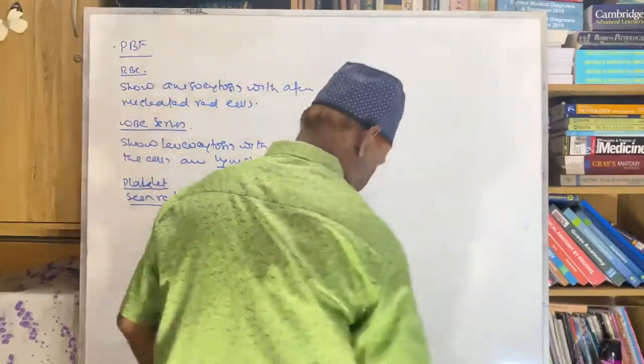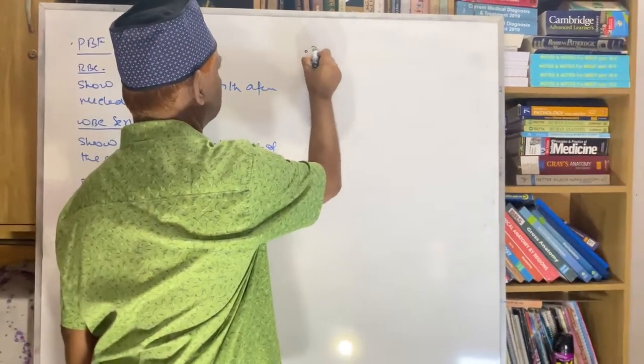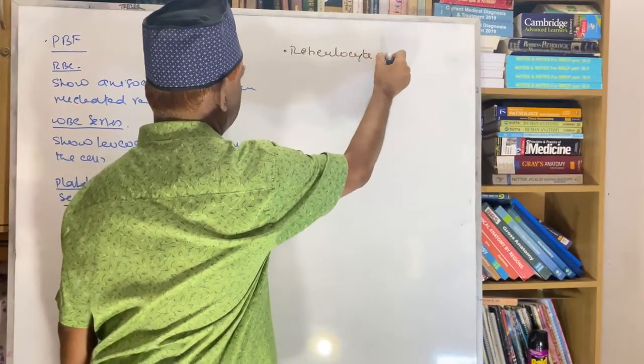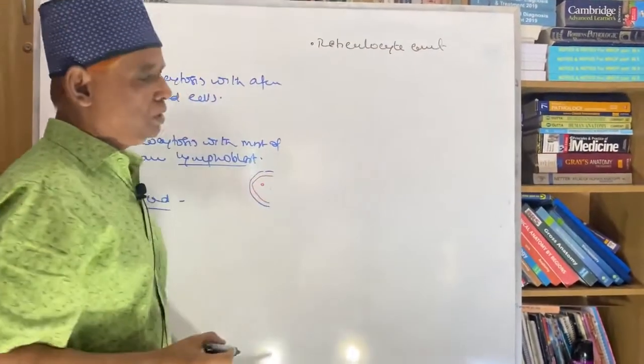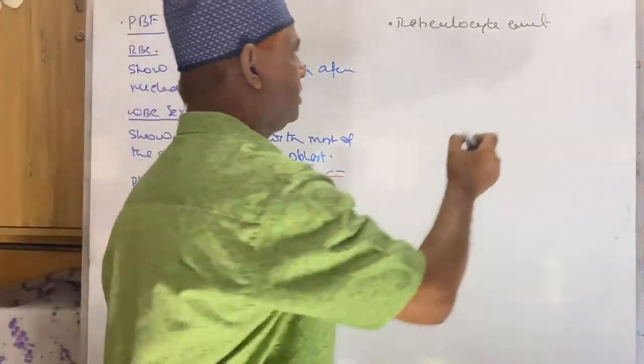Now come to reticulocyte count. Dear audience, you know the normal reticulocyte count is 0 to 2%. Here it will be increased.